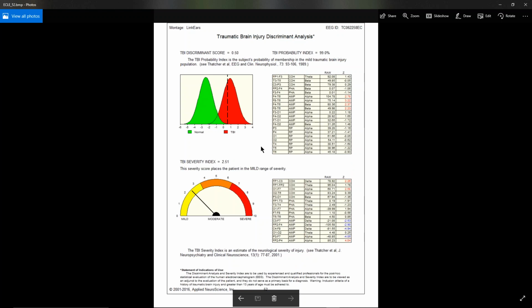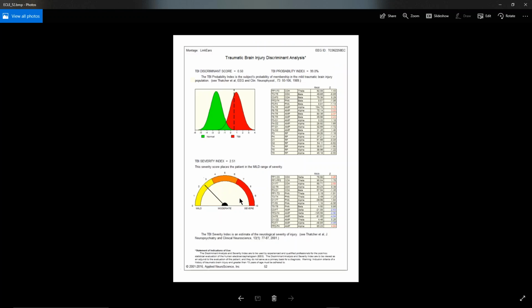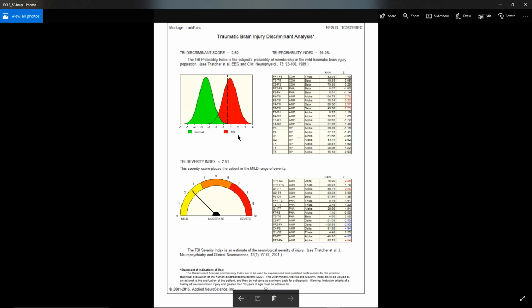When we look at the traumatic brain injury discriminant analysis, we see that she fits solidly in the bell curve of the TBI group. So this is the bell curve developed from a known group of TBI individuals, and she's right in there. Her discriminant score is 0.50. The probability that she's had a TBI and has lingering findings related to that is 99%, although the severity index is not too bad at 2.51, which is good. It's good that it's that low.